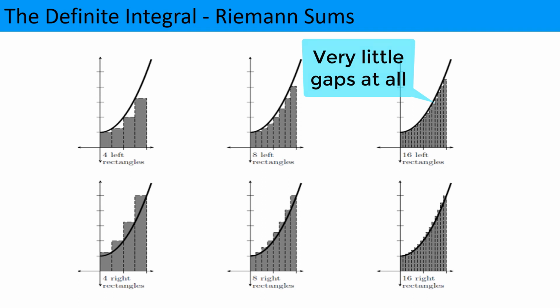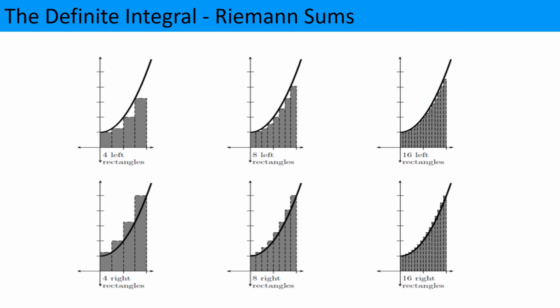Now let's look at 4 right rectangles. We've got overages that are clearly obvious. When we increase the number of rectangles to 8 right rectangles, the overages get less. And finally, when we go to 16 right rectangles, the overages get even less. The idea here is that as you continue to increase the number of left rectangles and the right rectangles, they will eventually approach just the shape.